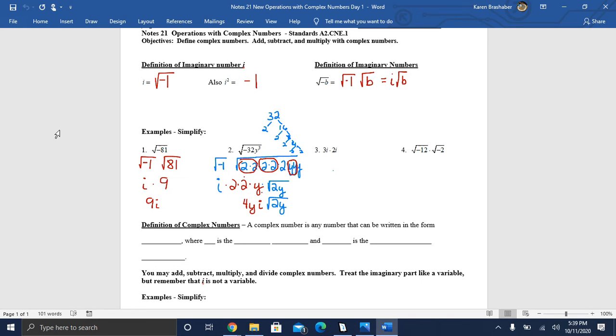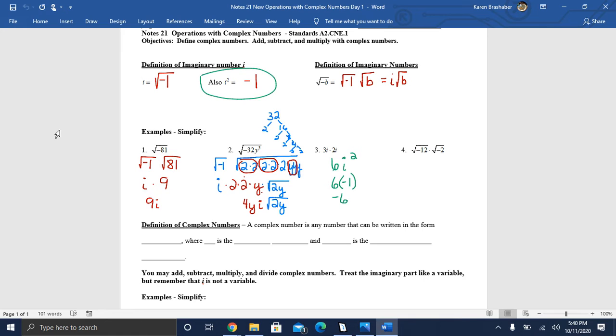So 3i times 2i, in example number 3, is 6i squared, just as you might imagine. But the difference is that at the beginning, we were told that i squared is equal to -1. So 6i squared is the same as 6 times -1, and so that's going to multiply to -6. So you'll see that when we multiply two imaginary numbers, we get a real number, a number that we're familiar with that doesn't have i in it.